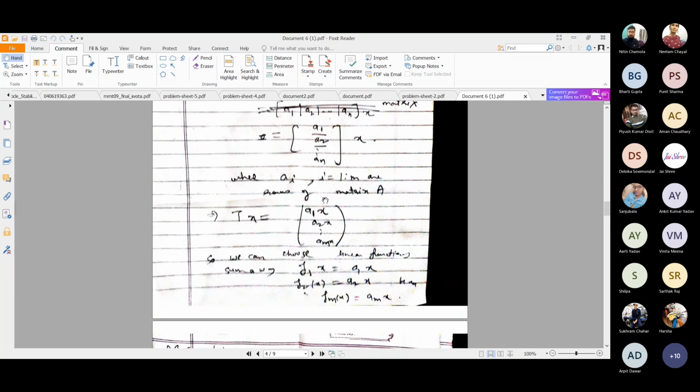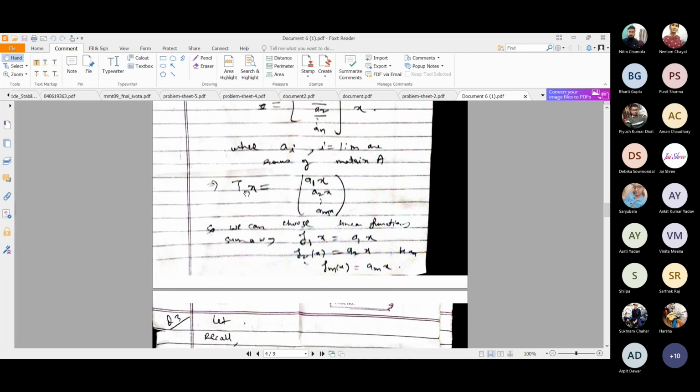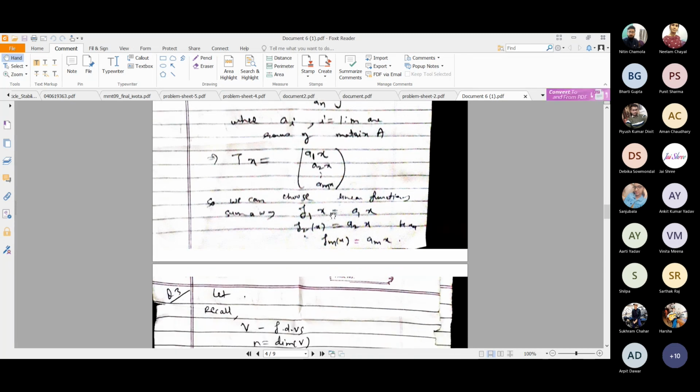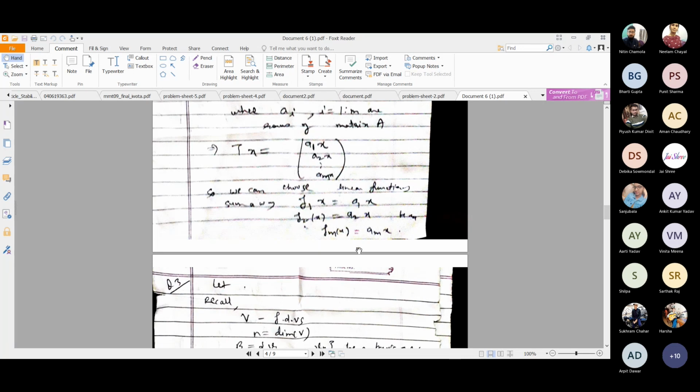You can take V also. So you can define this Tx in such a way: A1x, A2x, up to Amx. A1 is a row vector, and this X is a column vector. So you can define F1x equal to A1x, F2x equal to A2x, and in that way also you can show this statement. Okay, the last student who told the solution, that is also fine.